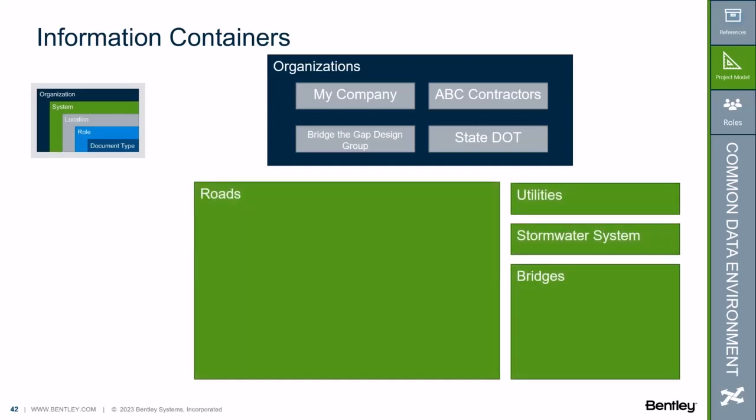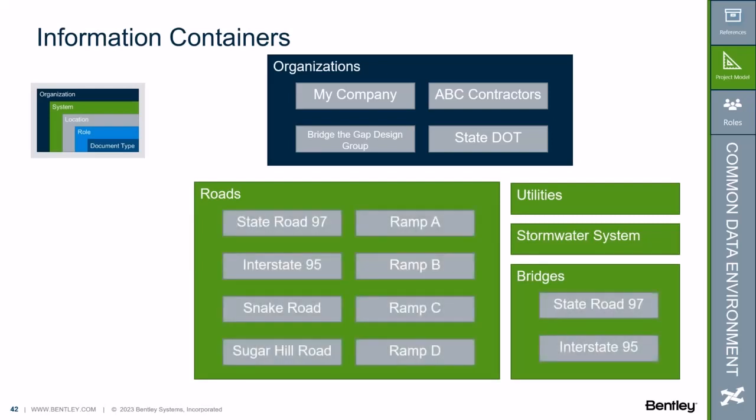We also had 5 systems. We broke our systems down into roads, utilities, stormwater system, and bridges. And then within each system, we had different locations. We had the 2 major roads and a couple cross streets for the roads. We had the 4 different ramps as roads, and then we had 2 bridges as well. So those were the parts of our systems that we had.